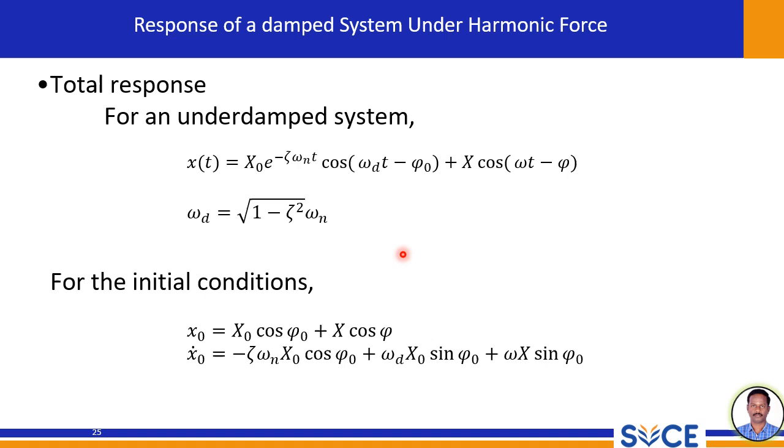For a damped system, the total response x of t is given by this expression, and omega d is given by this expression. The initial conditions are given, and the velocity is given by the expression, which is nothing but the transient response. The exponential term indicates the transient response decays over a period of time. This cosine term represents the steady state response.